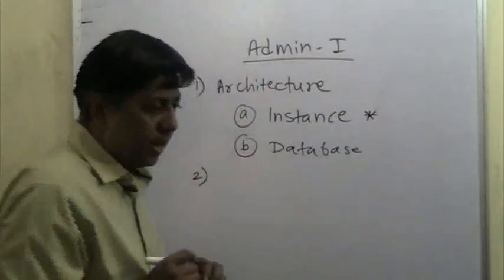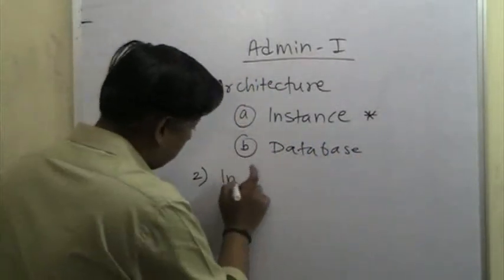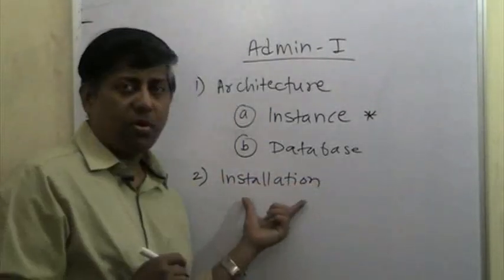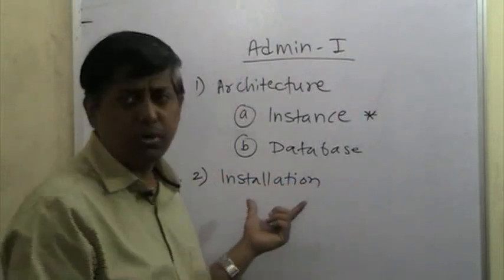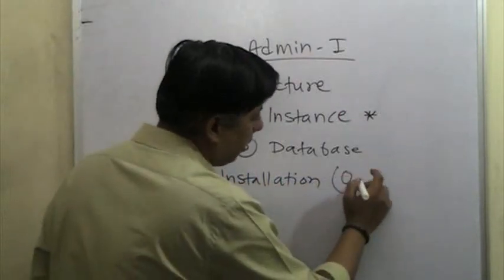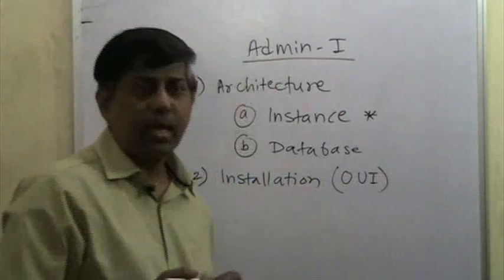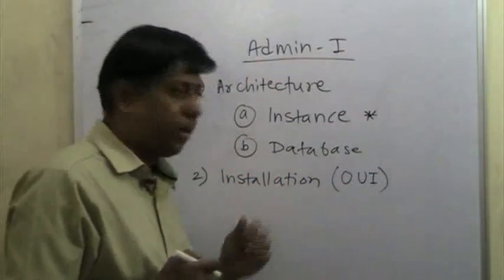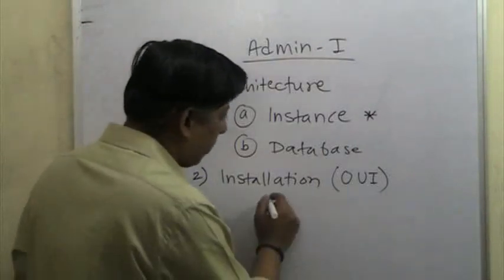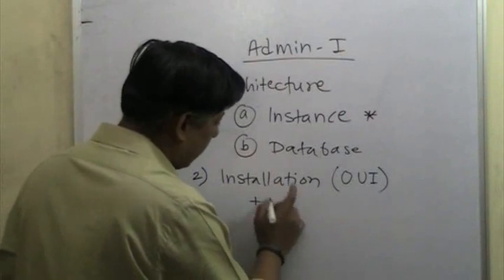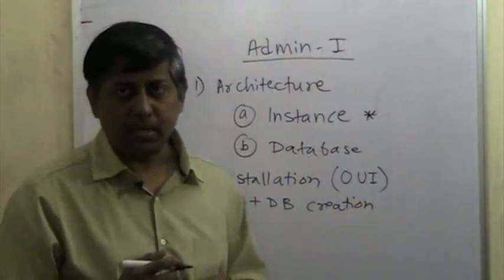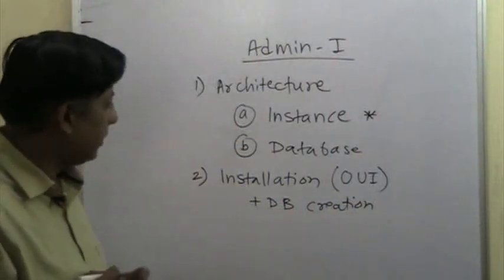Topic number 2 that we'll go through is the actual installation of Oracle. This is the Oracle software installation. I think most of you might have done this on a Windows machine. When you do the Oracle software installation, there is a program called Oracle Universal Installer, OUI. That is the software which installs the Oracle software, and it also does some additional things, which is what we call database creation. So installation plus database creation will fall under one category. That is something we're going to talk about in the second topic.